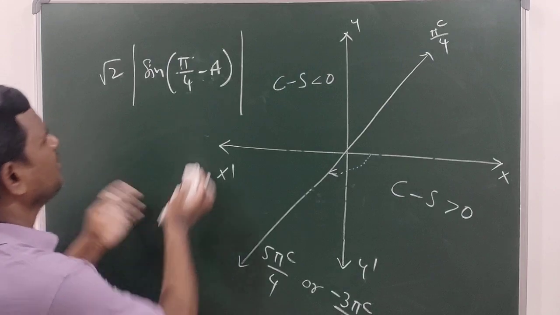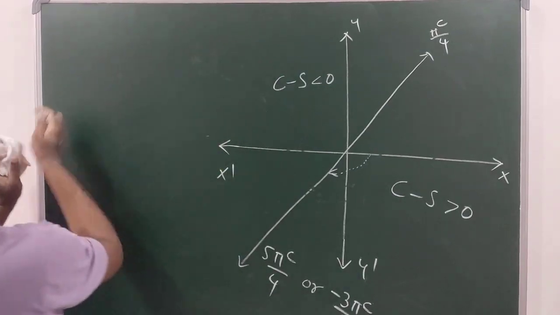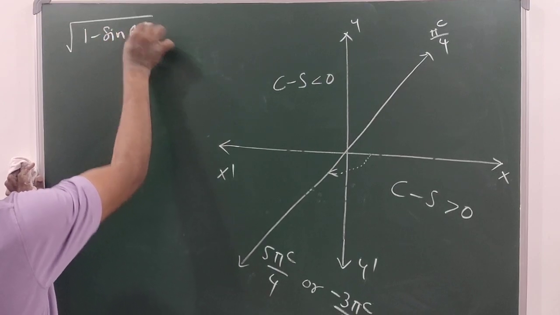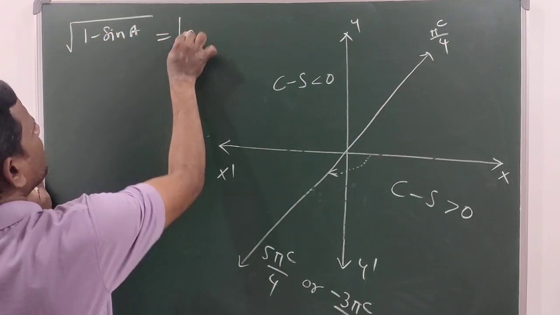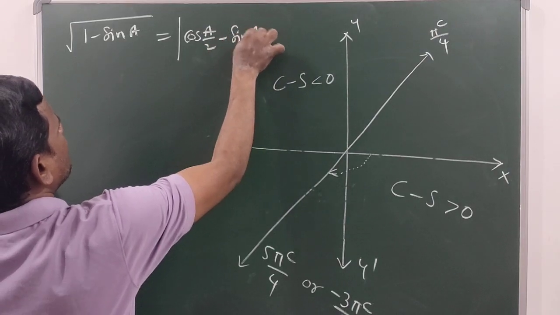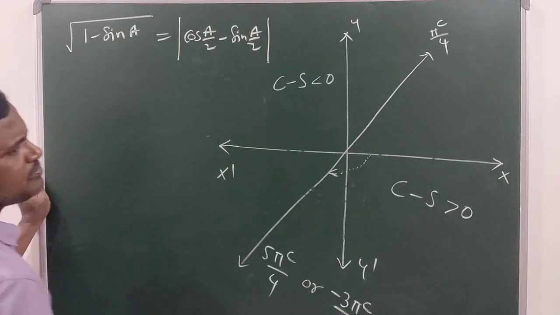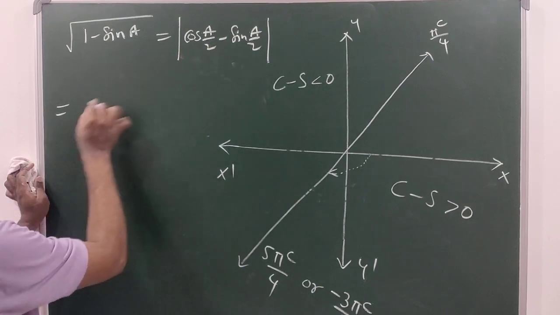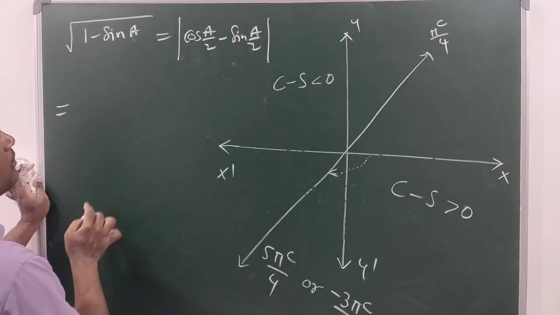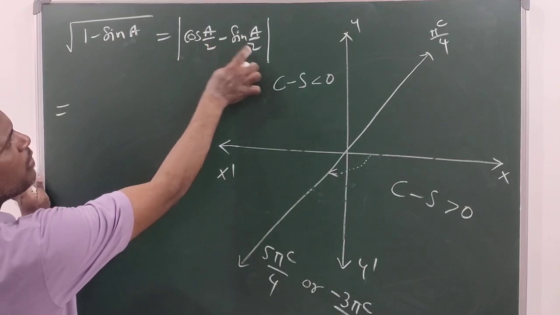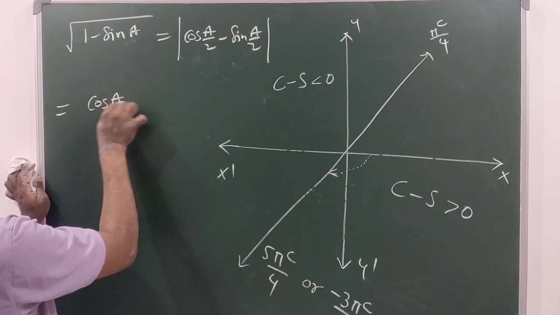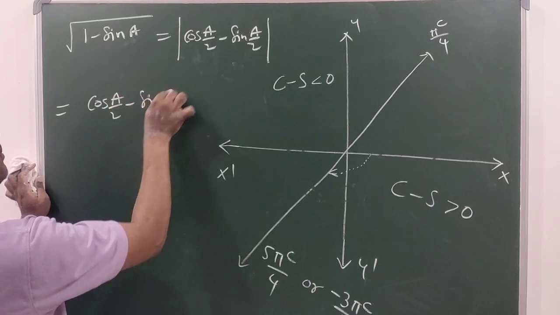Right. Now, if 1 minus sine A is given, what you have to write is mod of cos A by 2 minus sine A by 2. Now, when you have to take plus sign, here sine A is there, so that I wrote here A by 2. If it is 2A, then I could write here A. Now tell me, cos A by 2 minus sine A by 2.